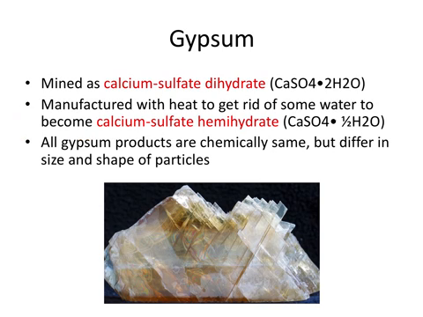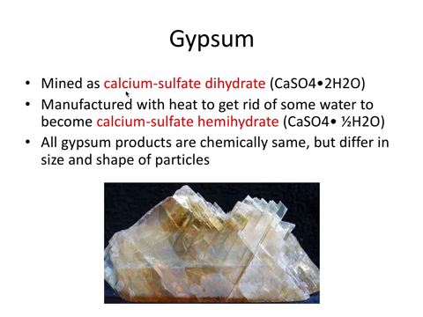So gypsum is mined as calcium sulfate dihydrate, and this is the chemical formula: calcium sulfate and two water molecules, which is where the dihydrate part of the name comes from. Now it's manufactured with heat in order to get rid of some of this water to become calcium sulfate hemihydrate, which refers to the half water molecule present in the chemical formula.